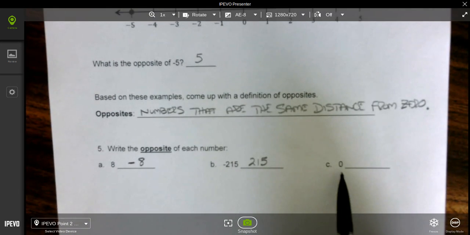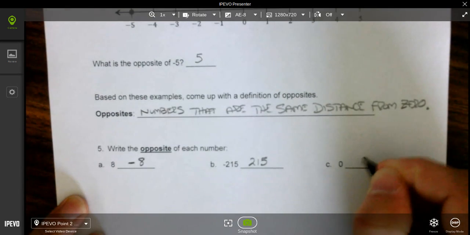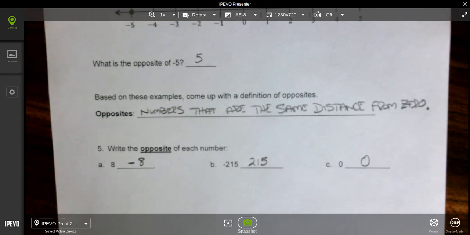And in letter C, the number is 0. Well, the opposite of 0, it's just 0. 0 is already at 0. There is no distance that you need to move in order to get to 0.